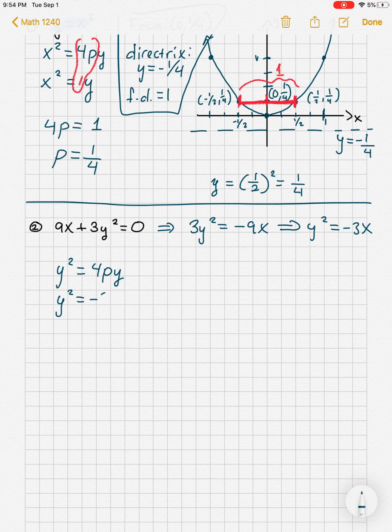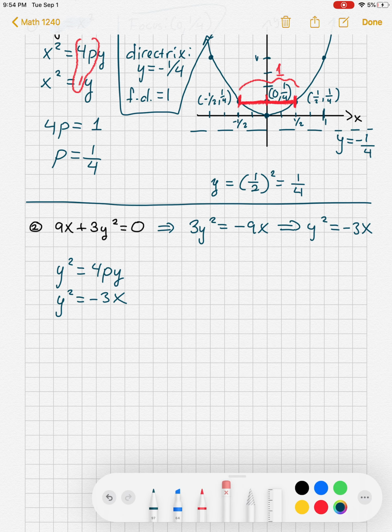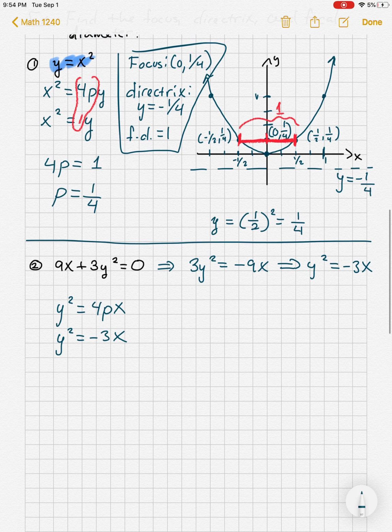Okay, so now I'm comparing. I keep making small mistakes. I copied this equation down wrong. So let me run through it one more time.